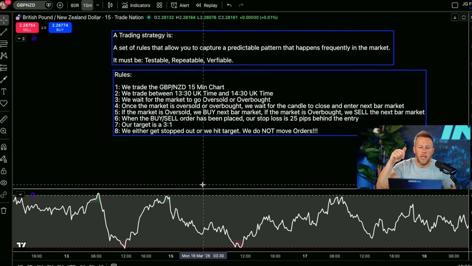Okay, so 1, we trade the pound New Zealand. 2, on the 15-minute chart. 2, we trade between 1:30 and 2:30, which means we're in our trading time frame now. We wait for the market to go oversold or overbought. Once the market's oversold or overbought, we wait for the candle to close and enter next bar market.